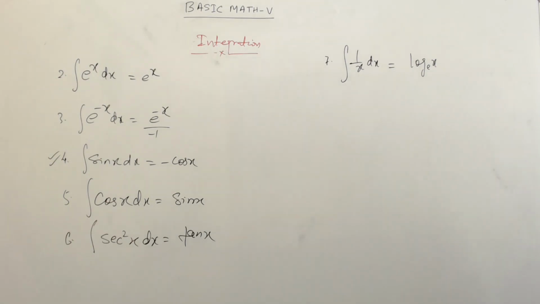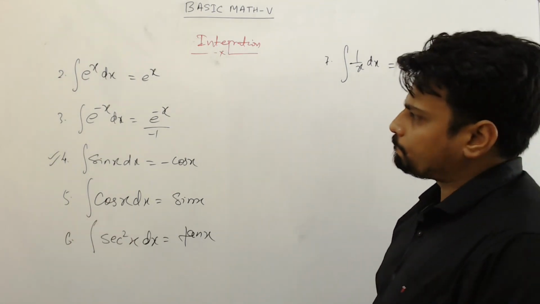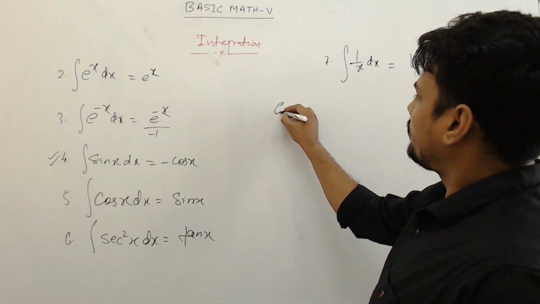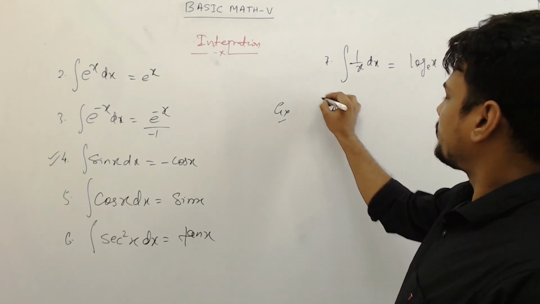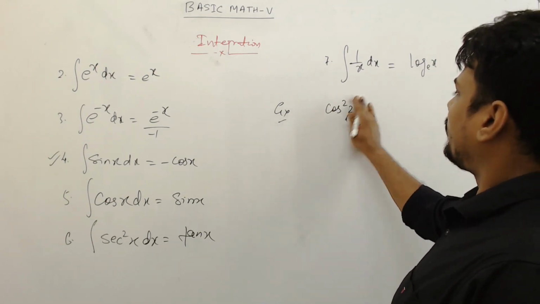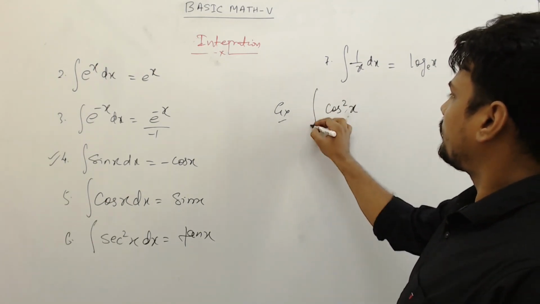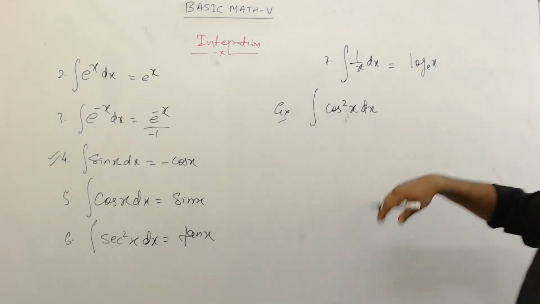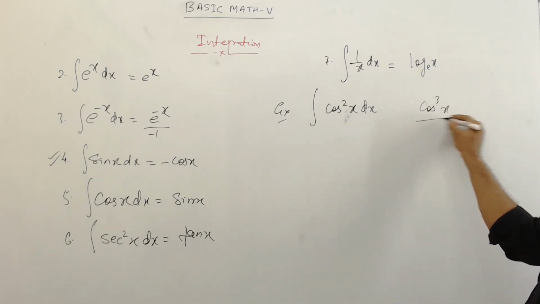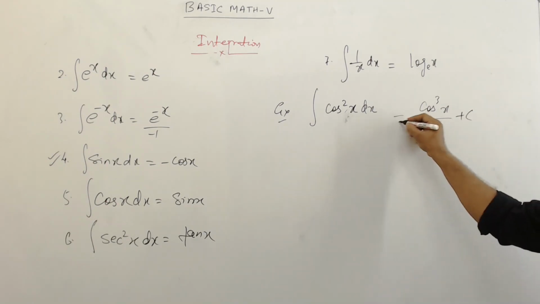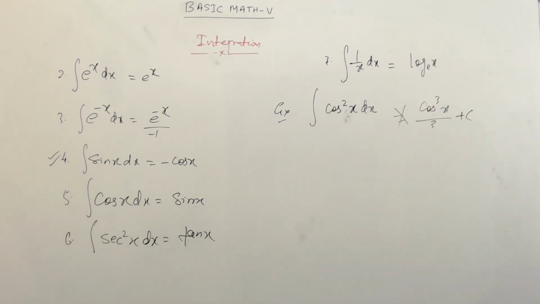So yeah, I think that should be okay. And maybe we can just try one more, like if I say cos square x. If I ask you to integrate this, please do not do this, cos 3x upon 3 plus c. No, this is wrong. This is not the right way of approaching this kind of integration.